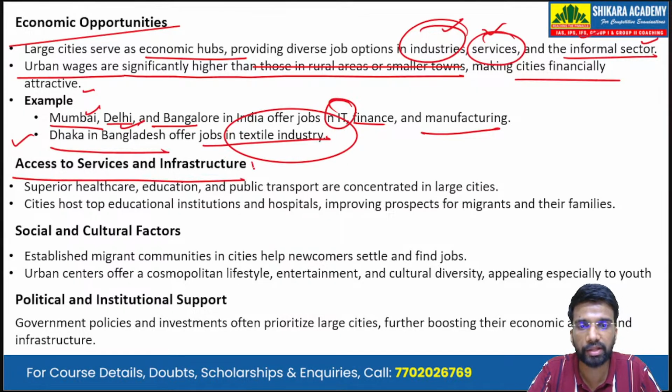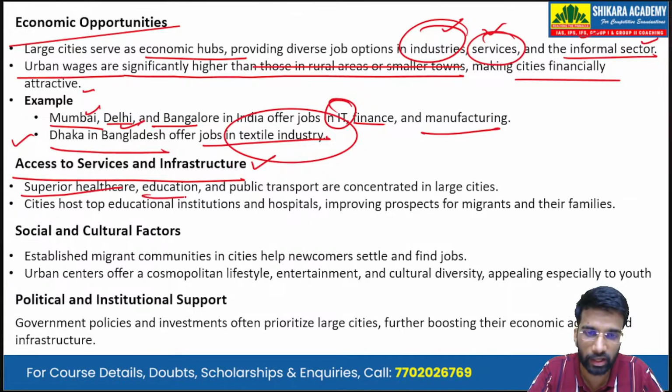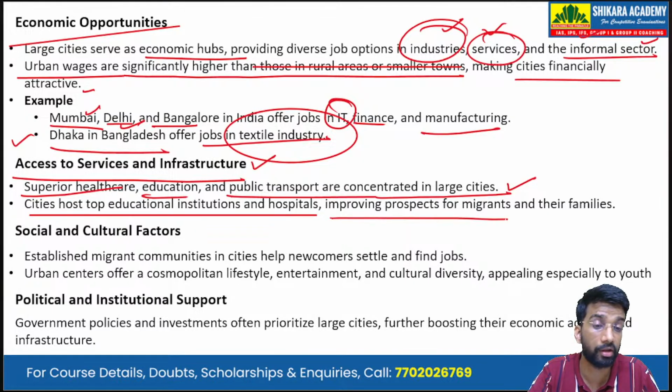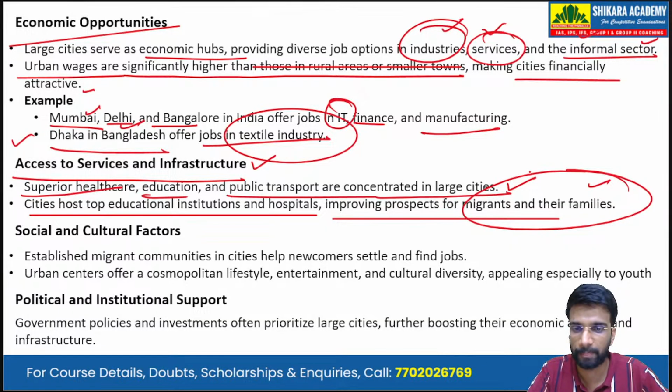Then second is the access to services and infrastructure. Superior healthcare, superior education, and public transport are concentrated in large cities. The cities host top education institutions and hospitals, improving prospects of migrants and their families. So, superior healthcare, superior education, good means of transport. All these services and infrastructure also attract the migrants.